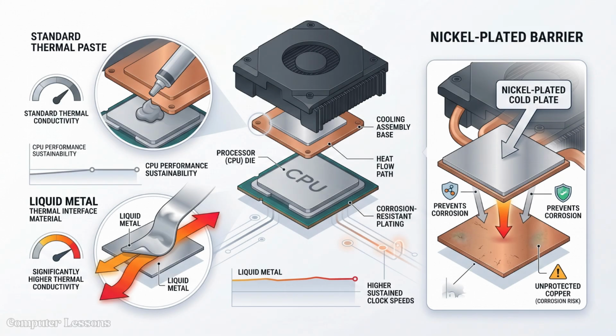To improve the transfer of heat from the processor to the cooling assembly, engineers use advanced thermal interface materials like liquid metal. Liquid metal offers significantly higher thermal conductivity than standard paste, allowing chips to maintain higher clock speeds. However, it requires specialized nickel-plated barriers to prevent corrosion.